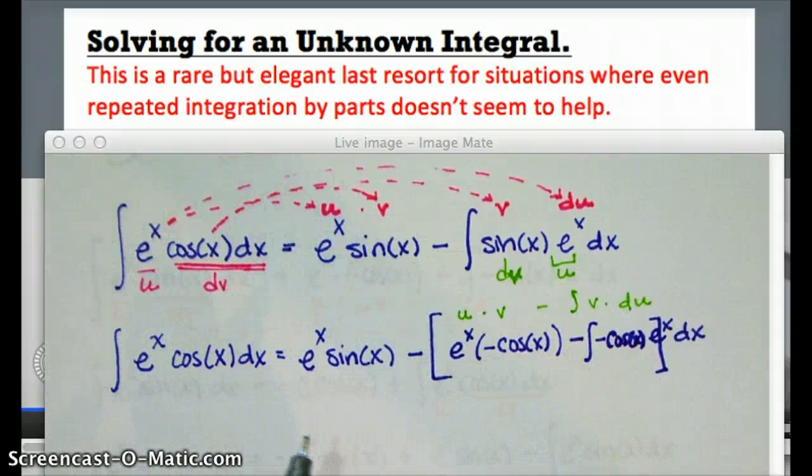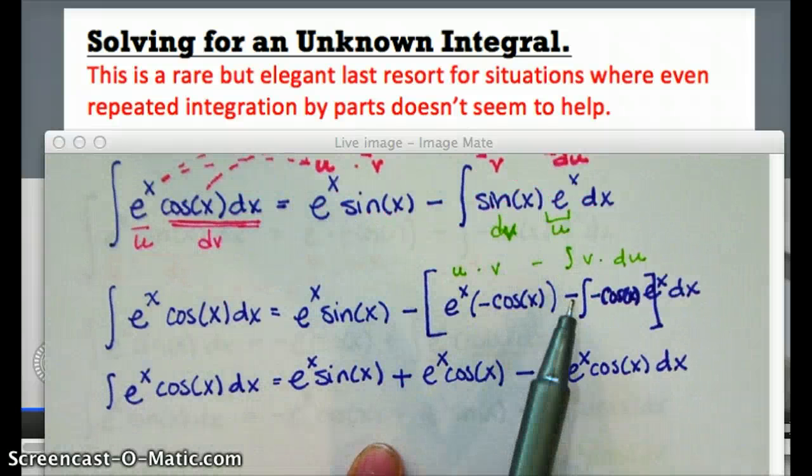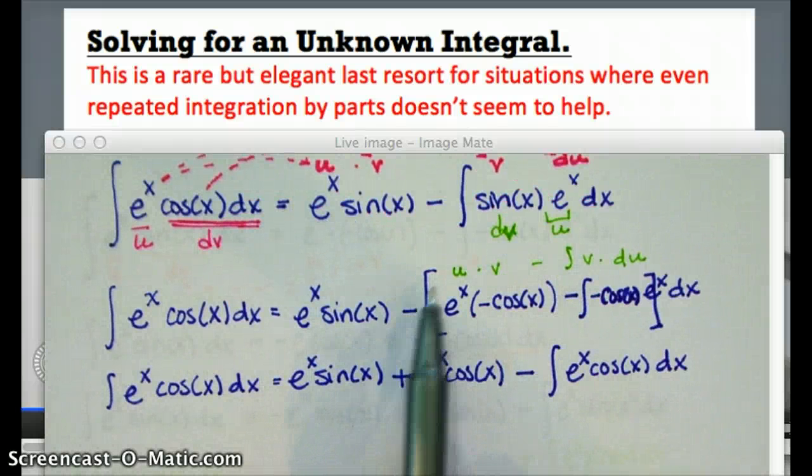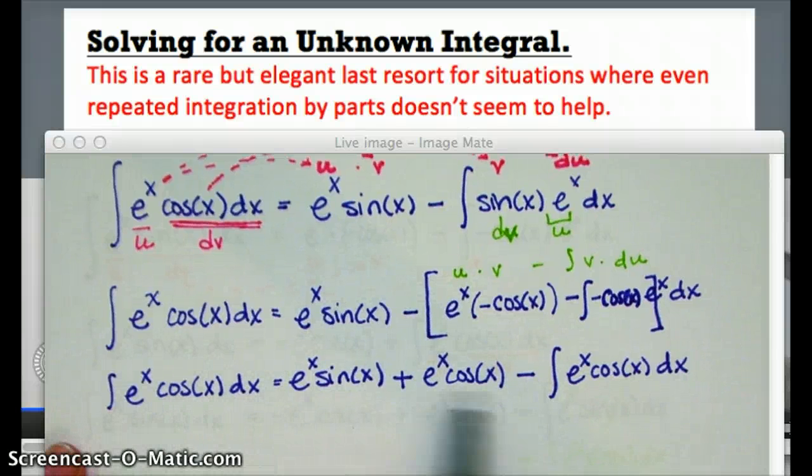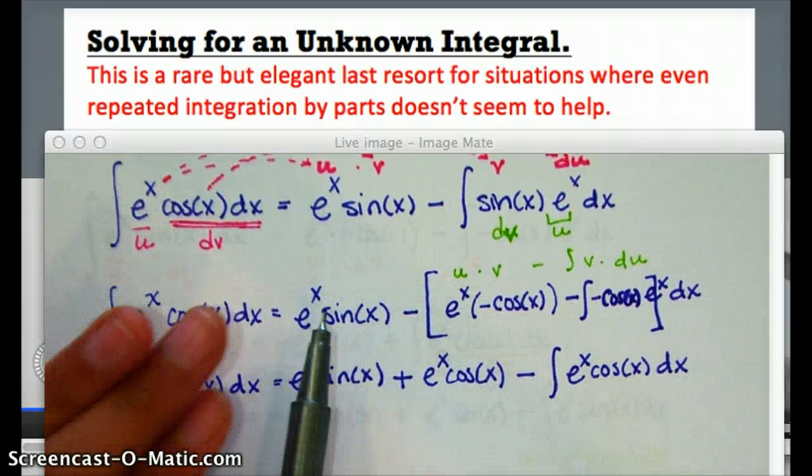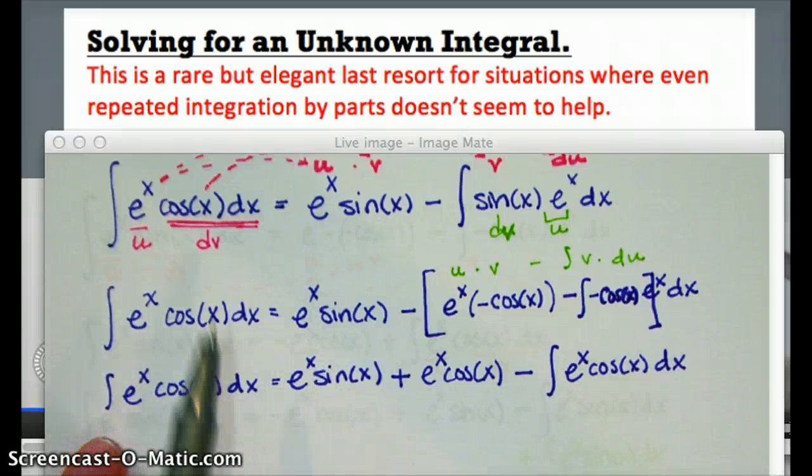You may see a problem. Hold on for a second. We'll see if we can resolve it. When I cancel these negatives and distribute this one, I end up with an expression that looks like this. Now remember, the right side is what we've been working on, and the left side is just the original problem I keep bringing down.